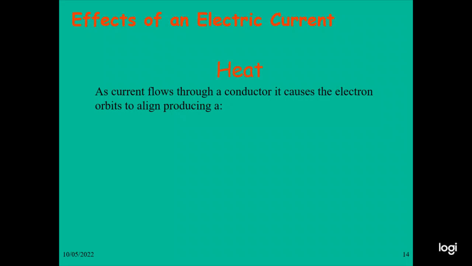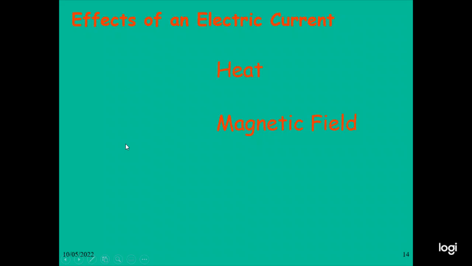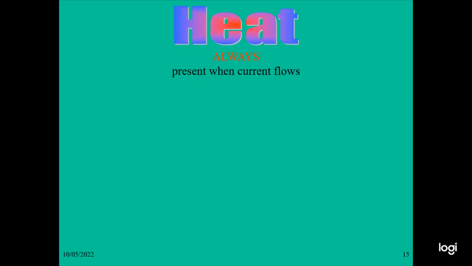When current flows through a conductor, it causes electrons to align, producing a magnetic field. If the current flows in an electrolyte, it causes a chemical reaction. Also, there can be a physiological effect. It is always present when electrical current flows.